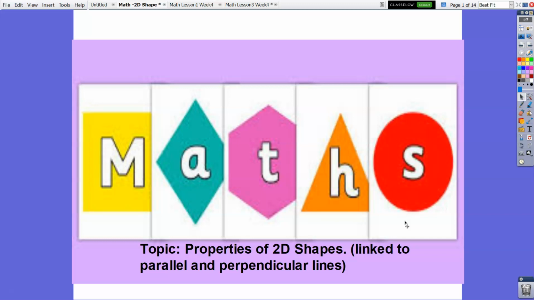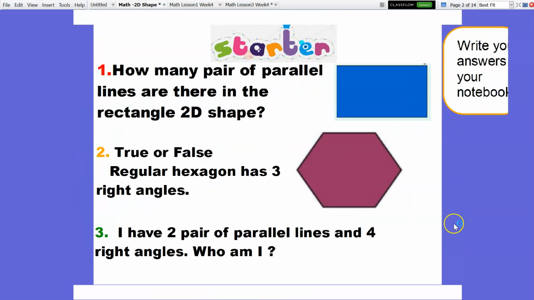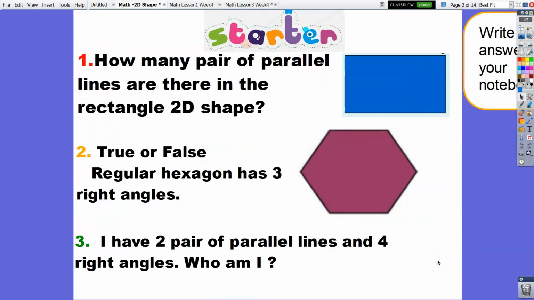Today's topic: properties of 2D shapes. This is linked to the parallel and perpendicular lines lesson. Now, for our starter activity. Answer the 3 questions, pause the video, and do the activity.